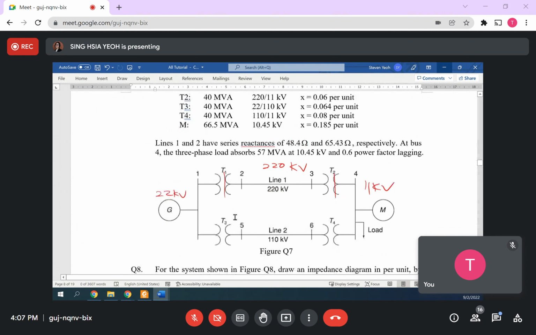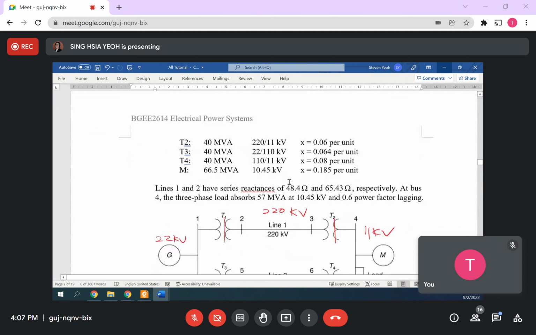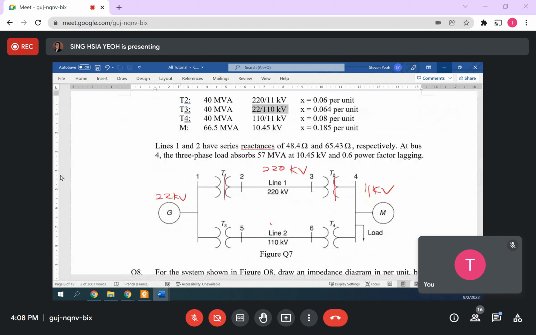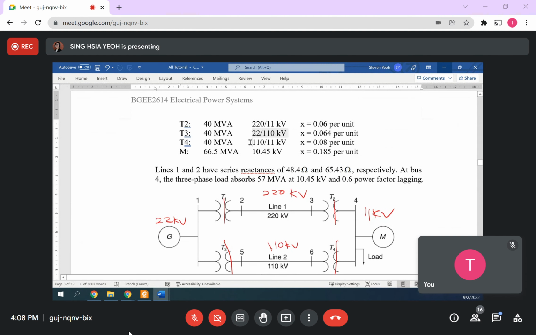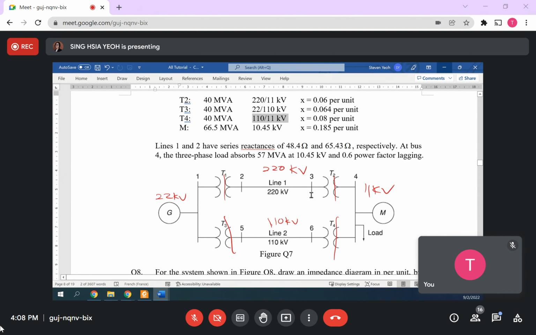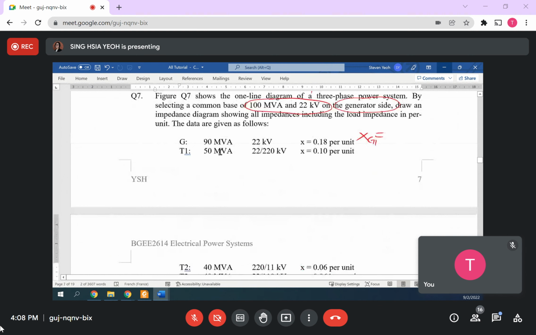Then transformer T3, 22 and 110. Can see 22 and 110, right? So 110 kV here. For the transformer, you put a bar like that. Then 110 steps down to 11 at T4, so 11. Definitely the same place will have the same value, like 22 kV here and also 11 kV. It's impossible that this one steps down to one value and this one has another value. So once you determine all the voltages, then you can solve G1.